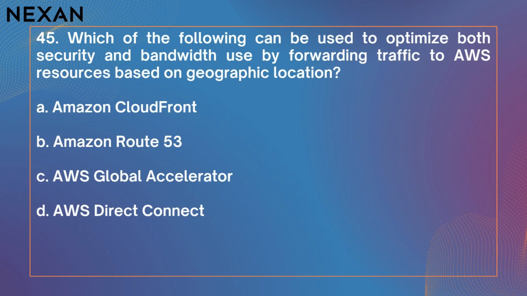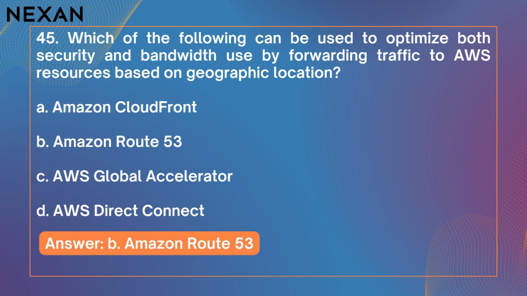45. Which of the following can be used to optimize both security and bandwidth use by forwarding traffic to AWS resources based on geographic location? A. Amazon CloudFront. B. Amazon Route 53. C. AWS Global Accelerator. D. AWS Direct Connect. Answer: B. Amazon Route 53.